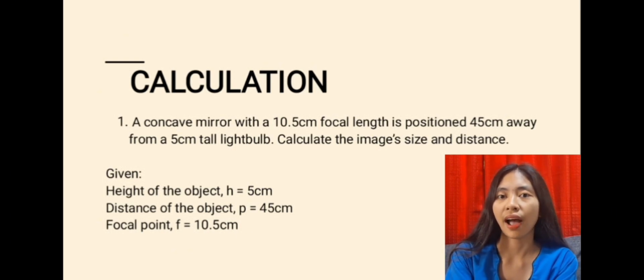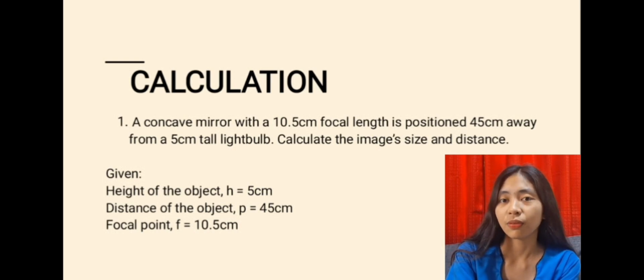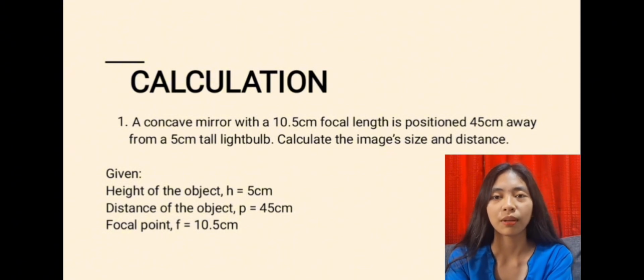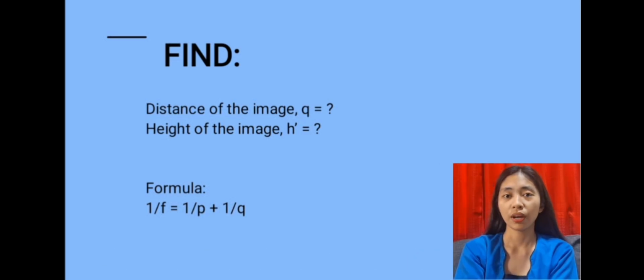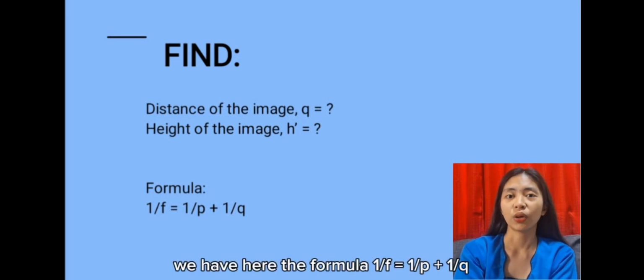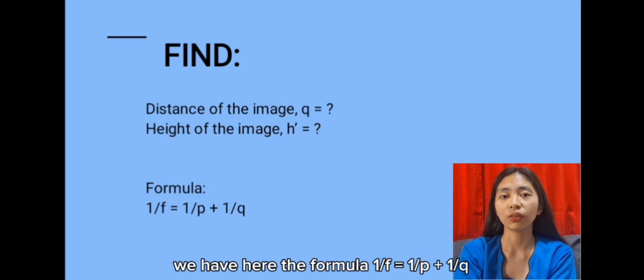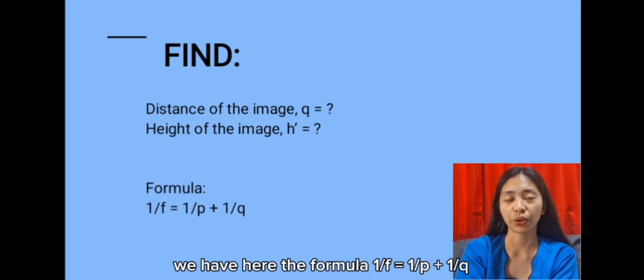So we have here the height of the object, which is 5 cm, distance of the object, which is 45 cm, and the focal length, which is 10.5 cm. So we are going to find the distance and the height of the image. So we have here the formula: 1 over f is equal to 1 over p plus 1 over q.